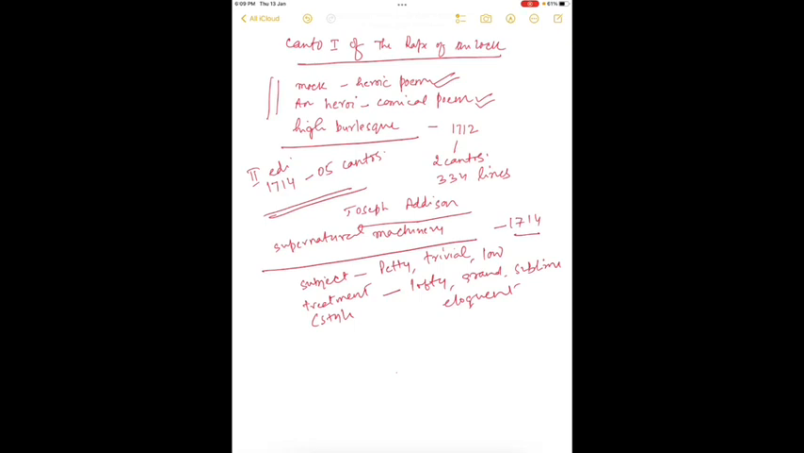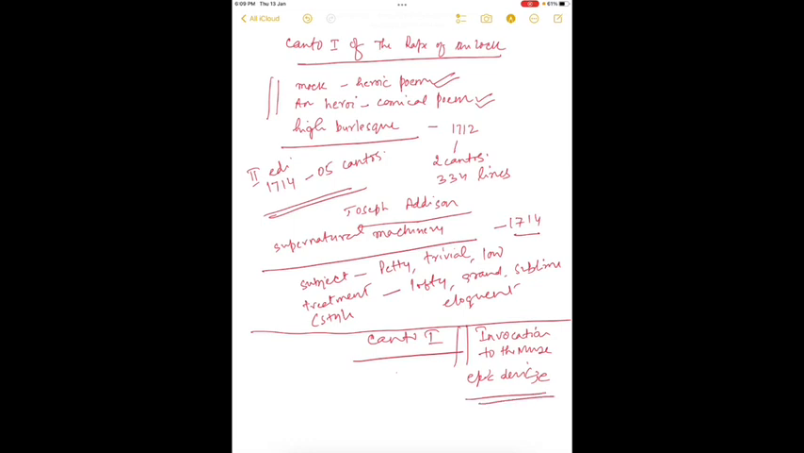What happens in Canto 1? In Canto first, the poet calls upon the muse to help him tell his tale. And this kind of invocation to the muse is an epic device. Invocation is an epic device.